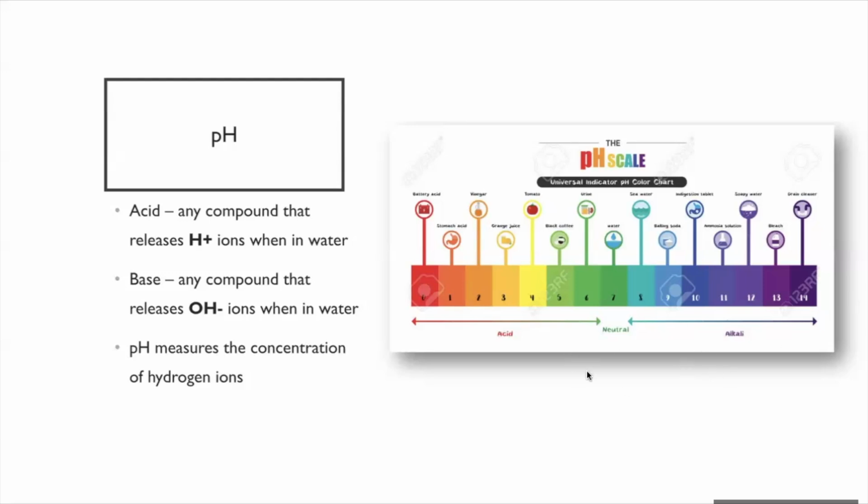So over here on the right-hand side, we have our acids, which are all the way to the left, and bases, which are to the right. In the center, we have more neutral solutions, such as water, urine, seawater. An example of an acid is battery acid, whereas a base can be drain cleaner. The lower the number, the more acidic it is. The higher the number, the more basic the solution is.